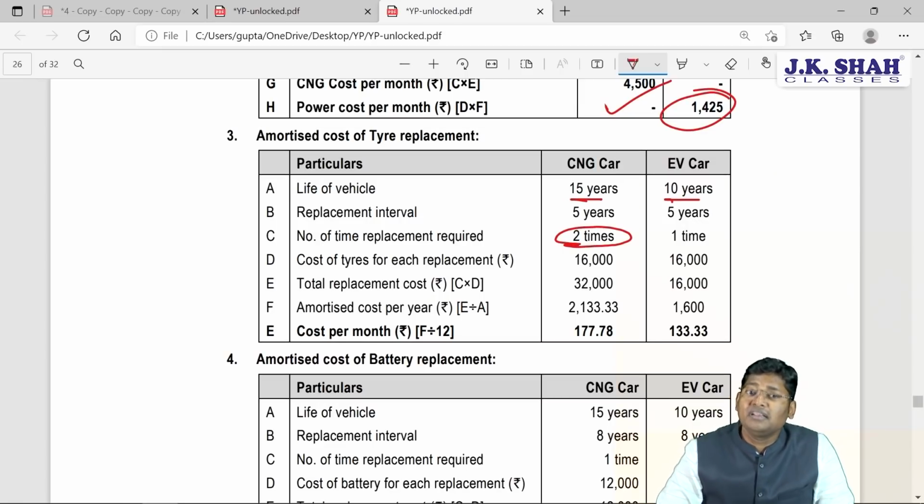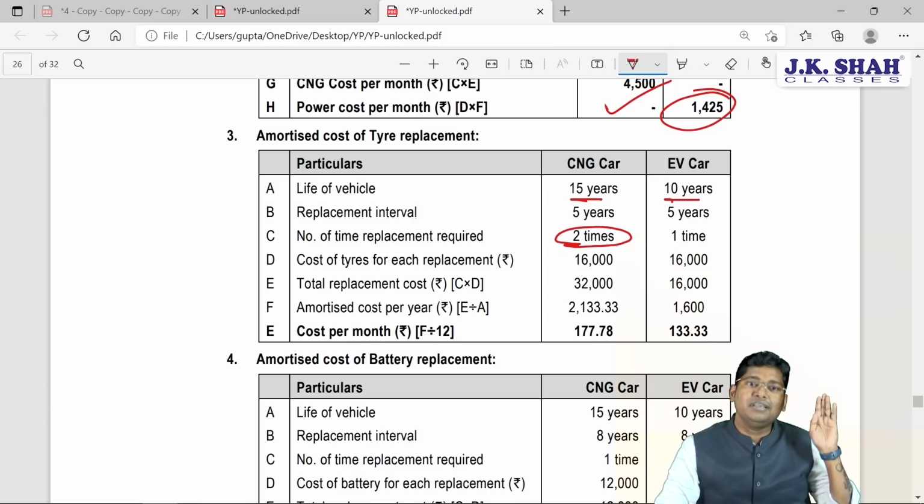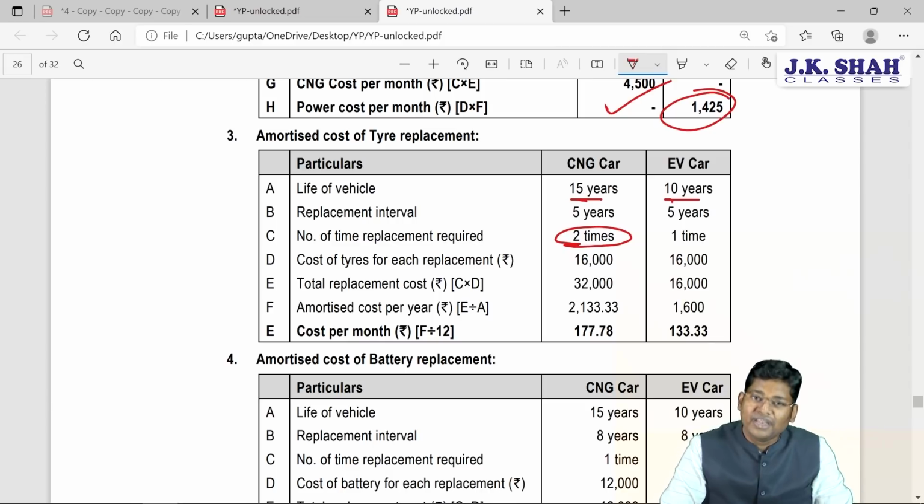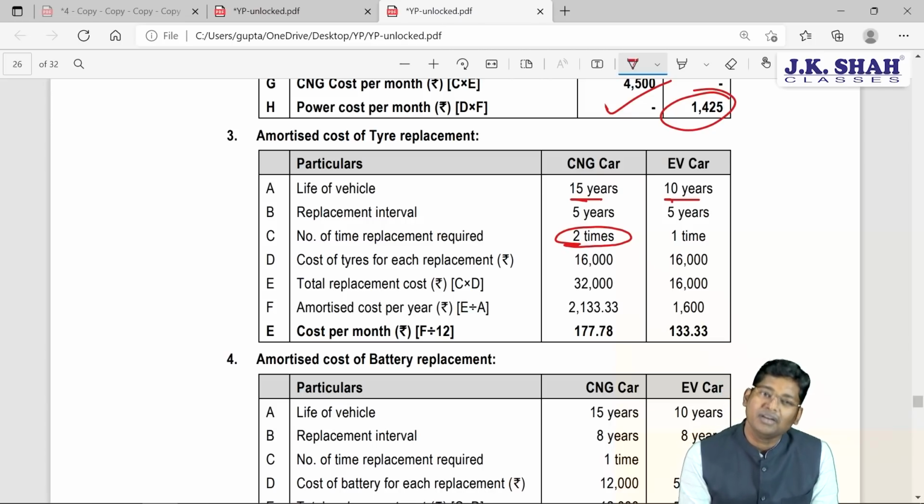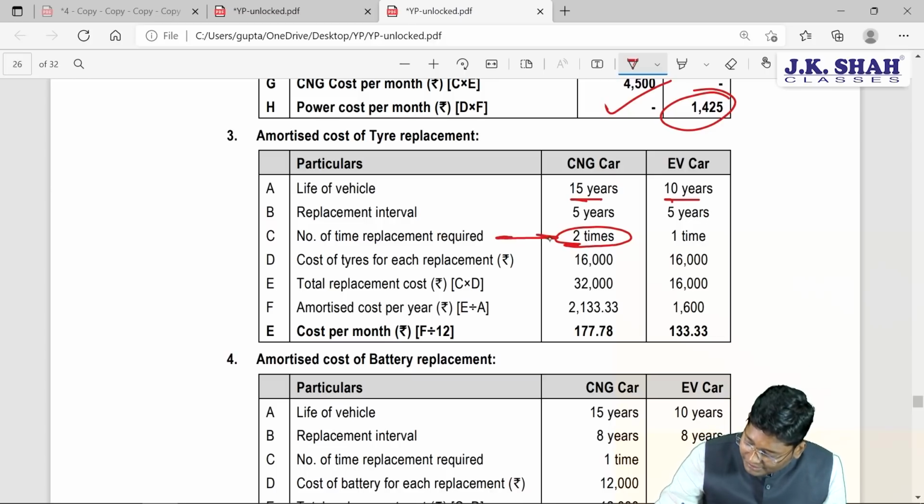Generally a mistake happens here. Students think 5 years is the interval, so 3 times we are going to change the tire. Why change the tire in the last year when your life is getting over? If the estimated life of your car is 15 years, the third time you need not replace the tire, because your car is going to get scrap value at that particular time. And that is why only 2 times replacement is required.